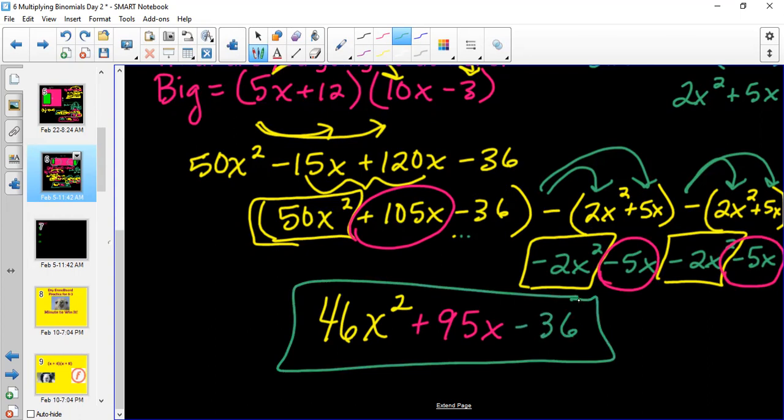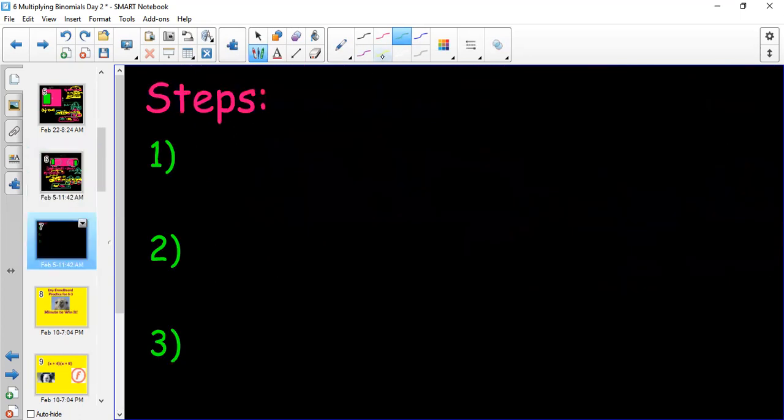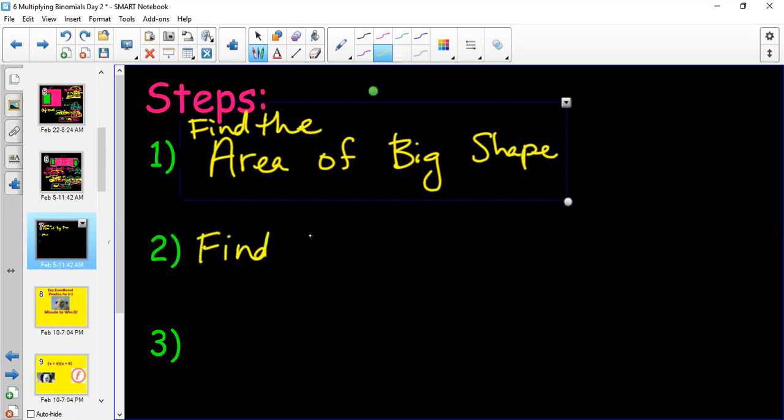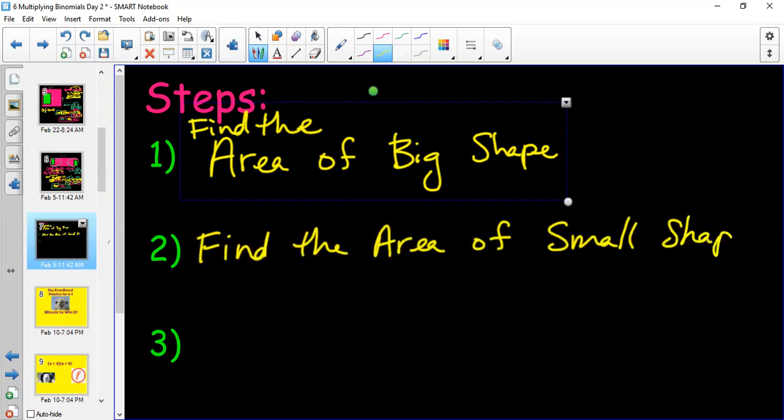All right, last part is that we put in the steps. So our 3 steps. First step was to find the area of the big shape. Then you had to find the area of the small shape. And our last step, put them in parentheses, but we do big shape minus the small shape to get our final answer.